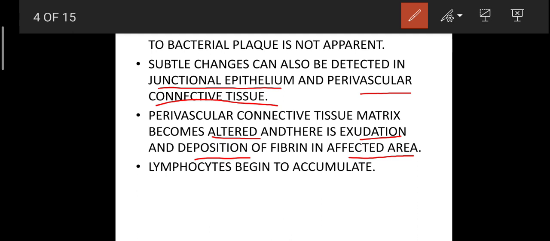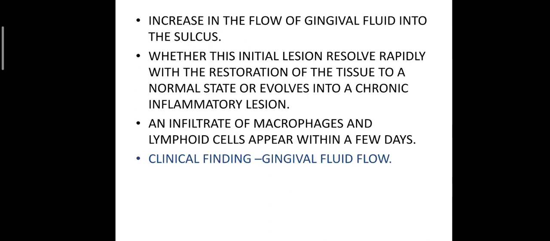The perivascular connective tissue matrix becomes altered and there is exudation and deposition of fibrin in the affected area. So, what is happening? The connective tissue matrix is altered. Because of that, there is exudation, meaning discharge, and deposition too of fibrin in the affected area. Now lymphocytes also begin to accumulate. Lymphocytes also started to accumulate here. Now there is an increase in the flow of gingival fluid into the sulcus. There is an increase in gingival fluid in the sulcus.